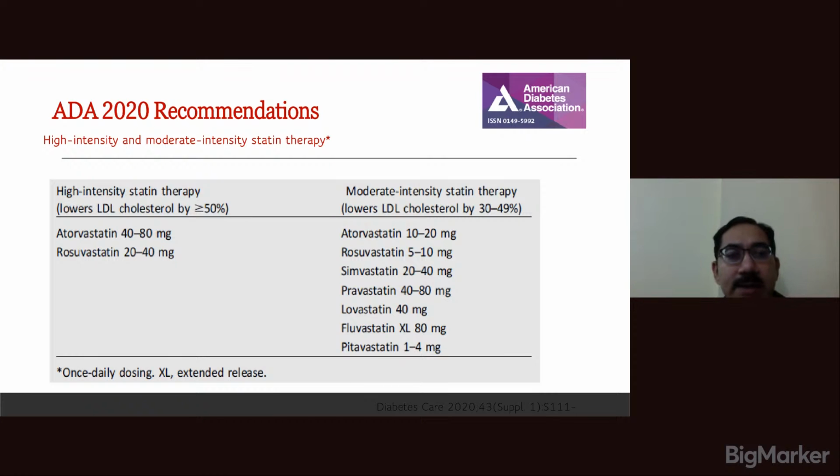So, what is a high dose statin therapy? Any dosage of atorvastatin ranging from 40 to 80 or rosuvastatin ranging from 20 to 40 is considered to be a high dose statin therapy, which is aimed at lowering the LDL cholesterol level by more than 50%.